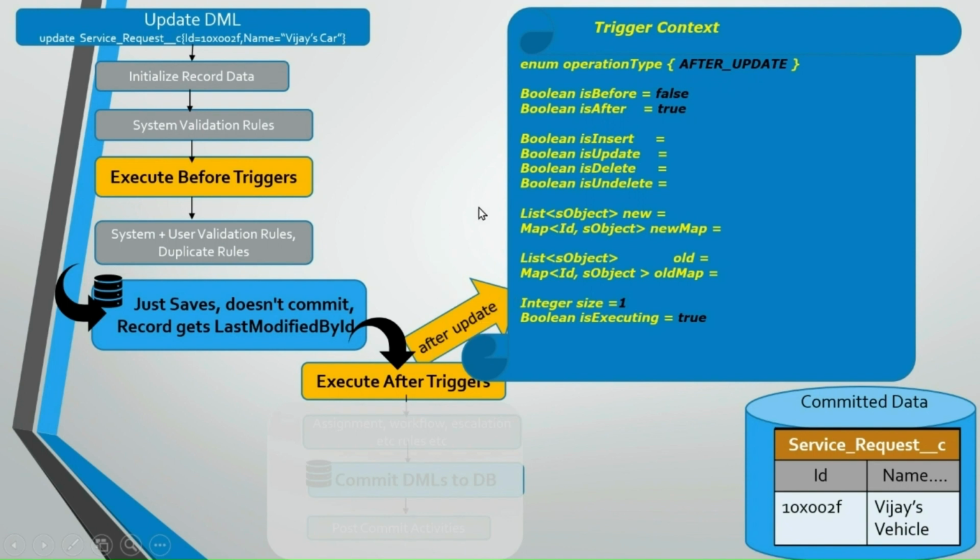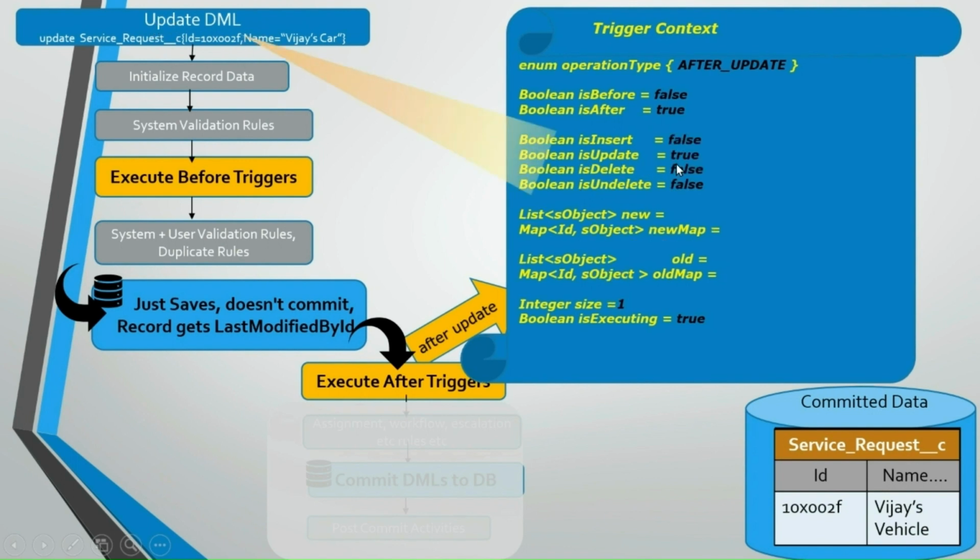As this event type is after, the is after flag is assigned as true, and is before is assigned as false. The values of these four boolean variables depend on the type of the DML. Here the type of the DML is update, so is update gets assigned as true, and all the remaining ones get assigned as false.